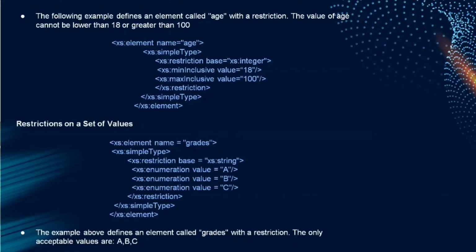The next example shows how you can restrict an element to a particular set of values. Here we have an element grade, and we only wanted to accept 3 grades, A or B or C. So we use the enumeration restriction and give the grade values as A and B and C. So only these 3 values can be taken by this element. So this is how you restrict an element to this particular set of values.